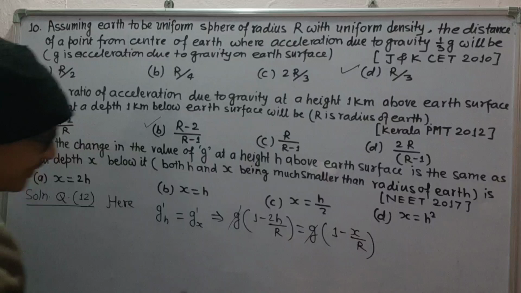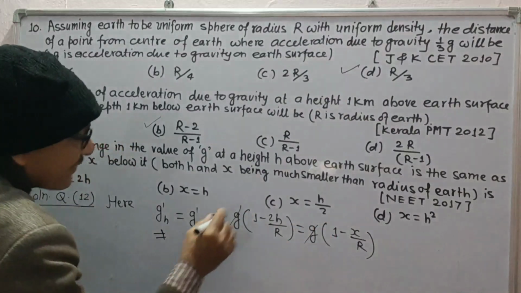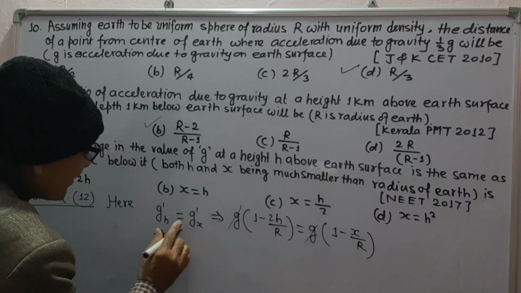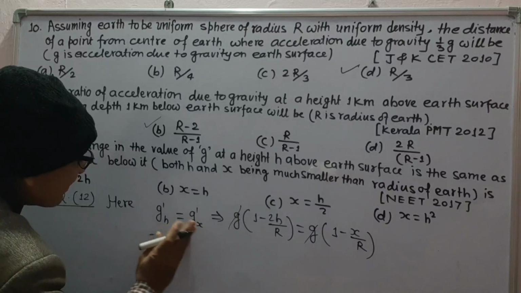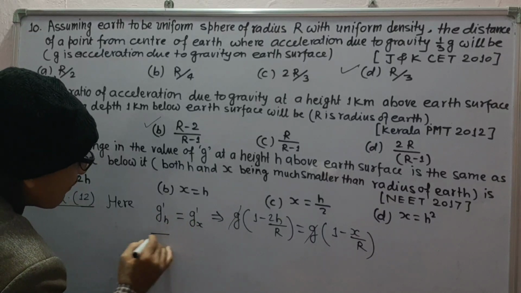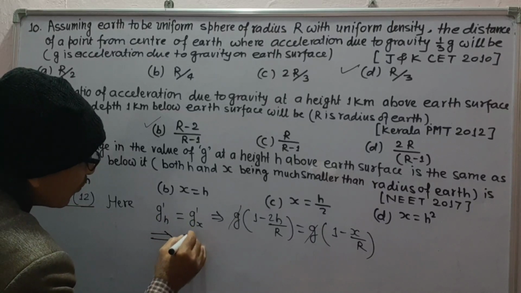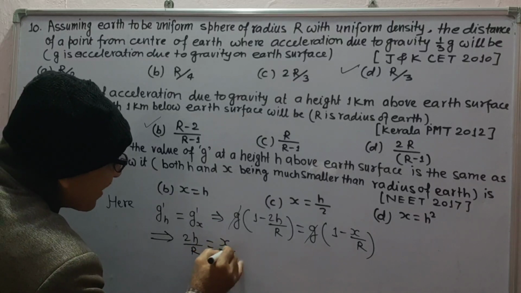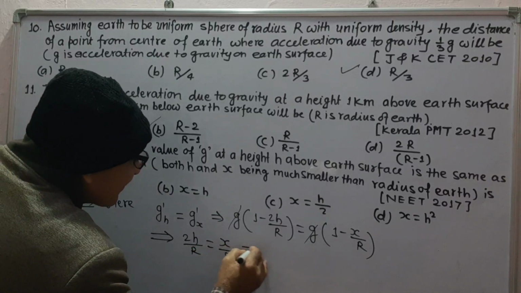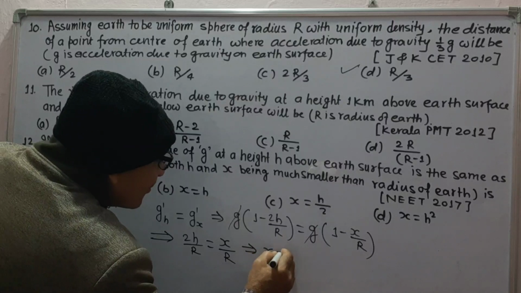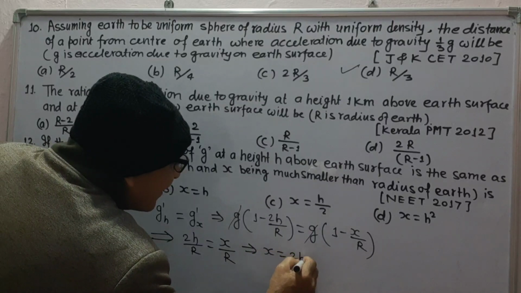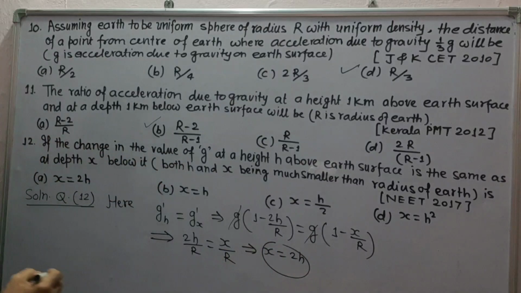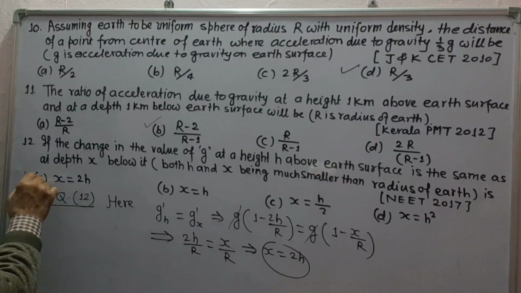G cancels out, 1 also cancels out, minus cancels out, so we get 2h upon r is equal to x upon r. R also cancels out, so we get x is equal to 2h. So the correct option will be A.